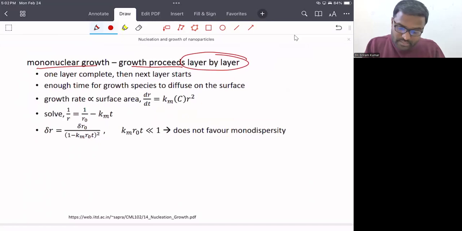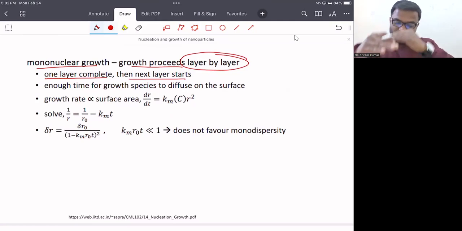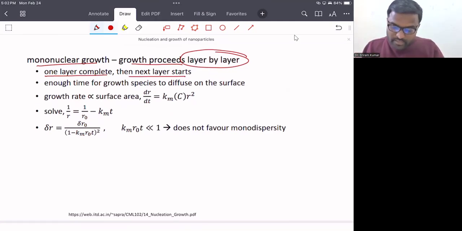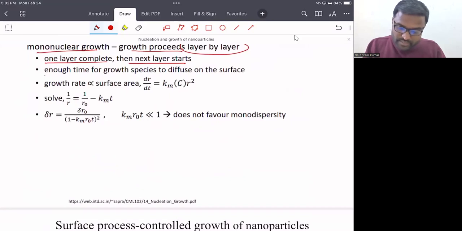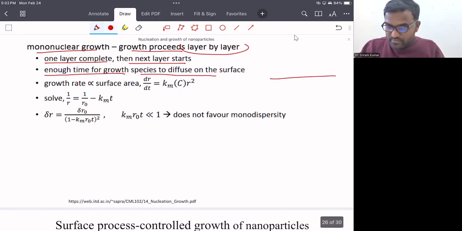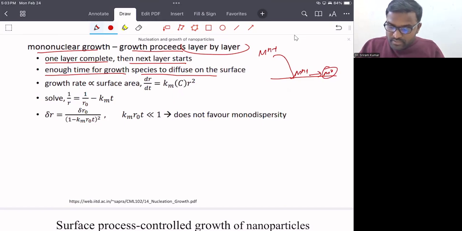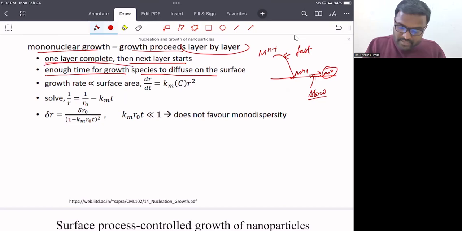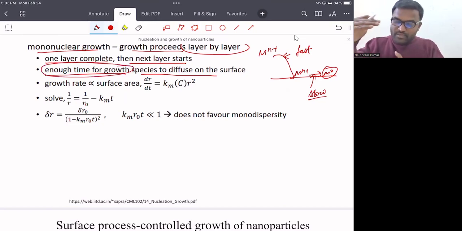So what happens? There is one layer formation, and then after there is a layer by layer formation in the mononuclear growth mechanism. In this case, there is enough time for the growth species to diffuse on the surface. So we have here the surface, and the species comes onto the surface, and then there is the formation of the atom. This process is a fast process, but the process on the surface is slow. That means it has enough time to come from the bulk to the surface.